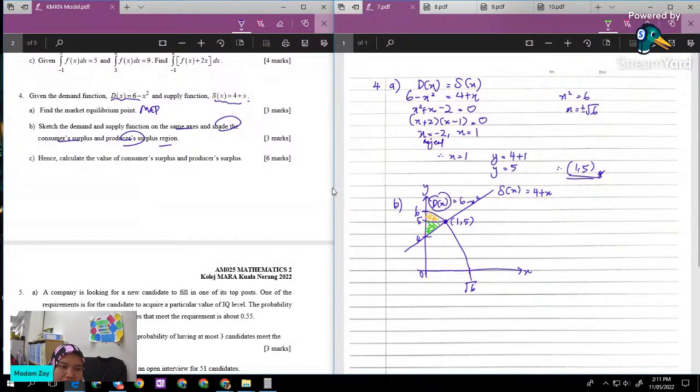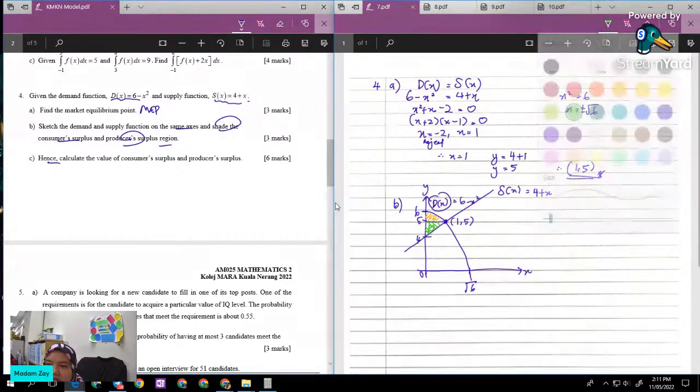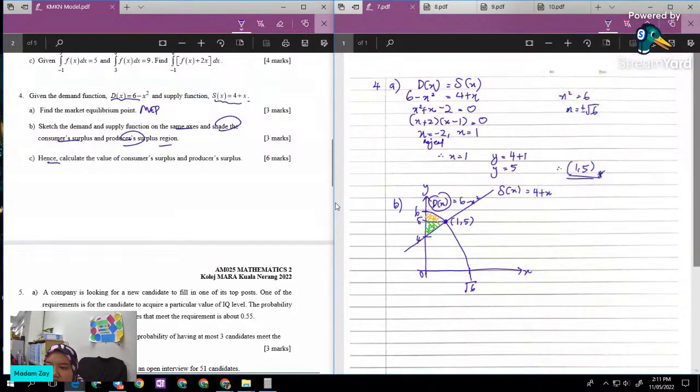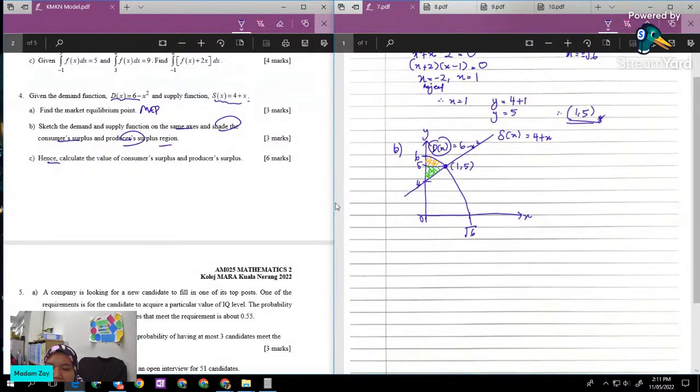Okay, next, hence calculate the value of consumer surplus and producer surplus. Nak kira tu apa formula dia. So sebenarnya you tak payah hafal pun tak apa. Sebab apa? You just tahu dah area mana you nak cari. So kalau contoh untuk yang consumer surplus ni, okay, nak cari consumer surplus, so kita cari area under the curve minus the area for the rectangle here.